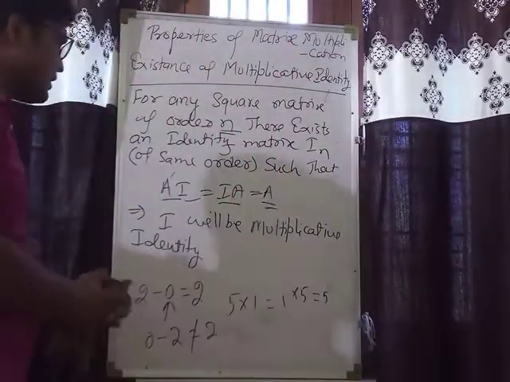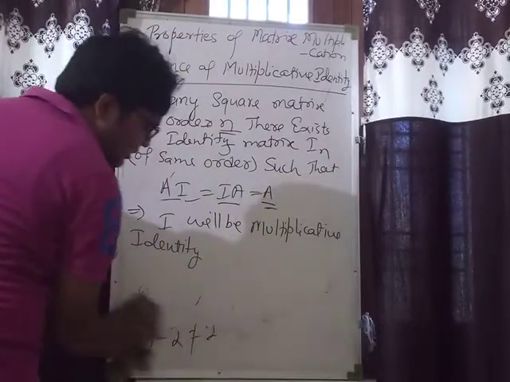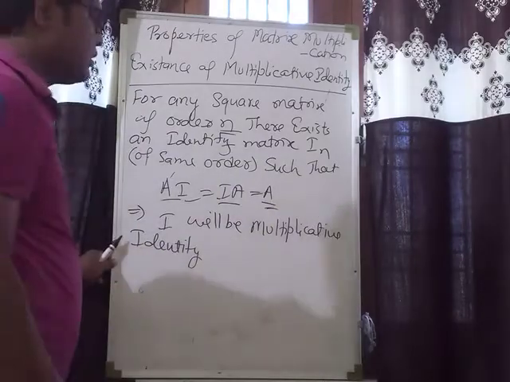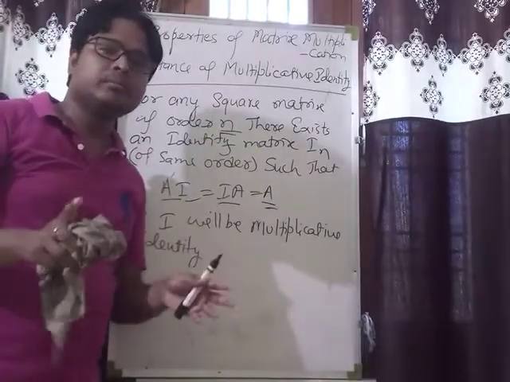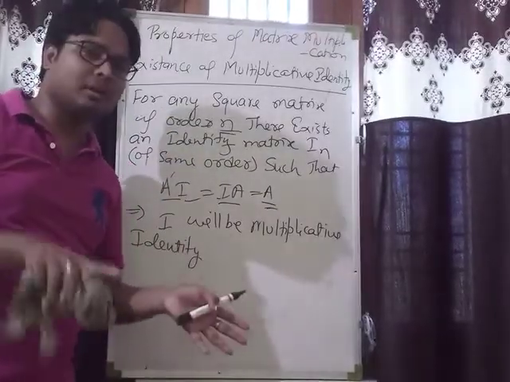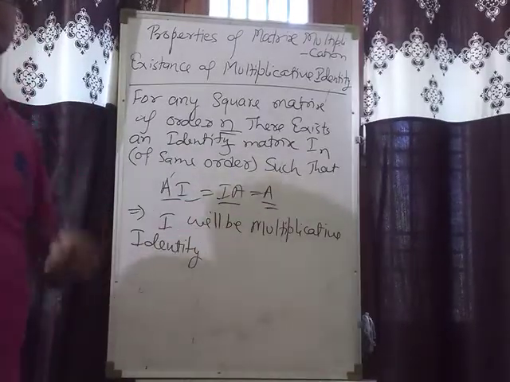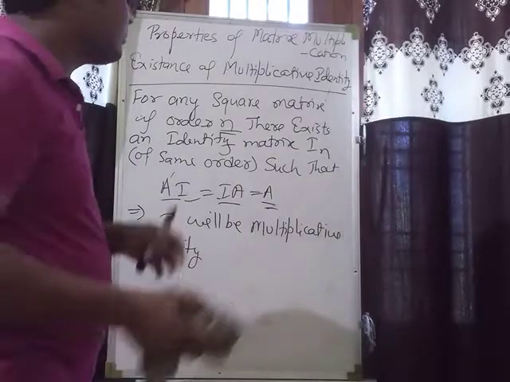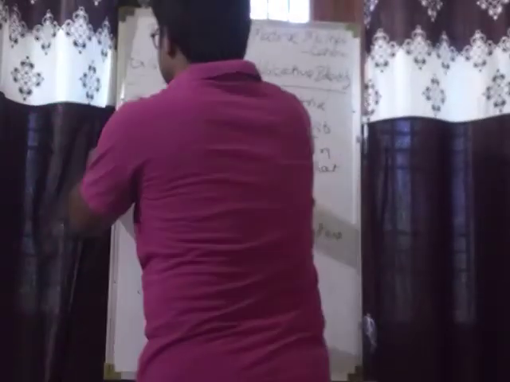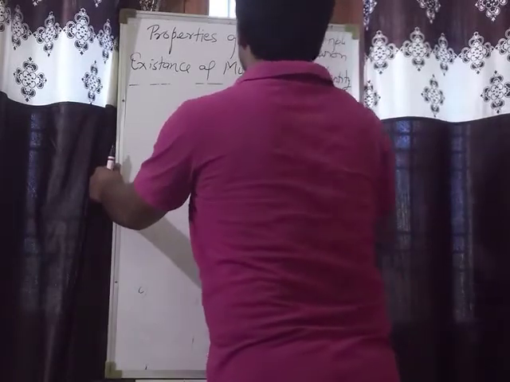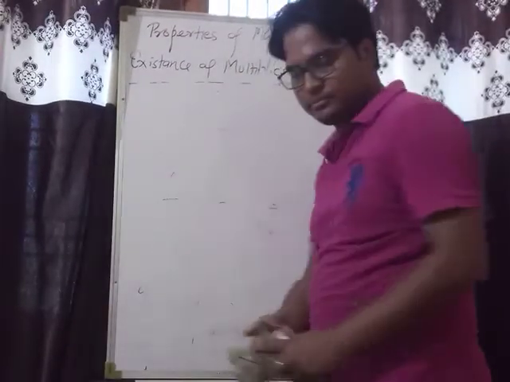Now I am going to verify this, that for any set which is square of any order, there will be an identity matrix of the same order which satisfies this condition. Meaning that will be the identity element, multiplicative identity for that set. Consider a set A.